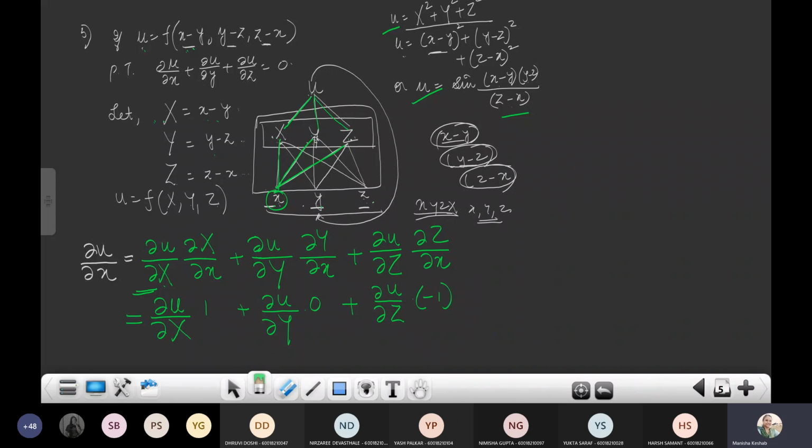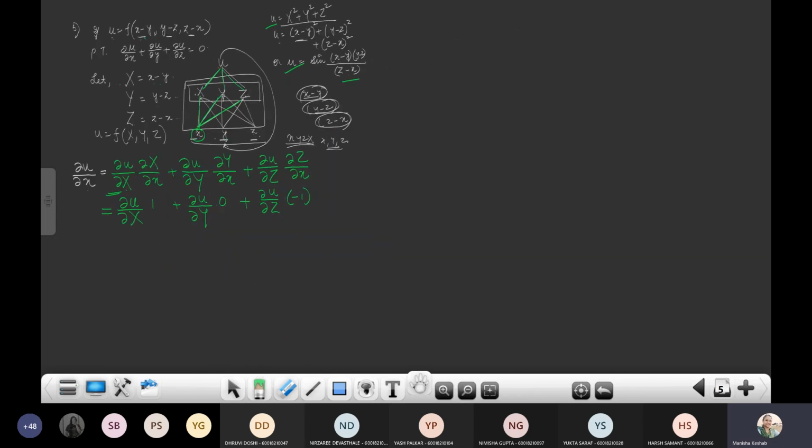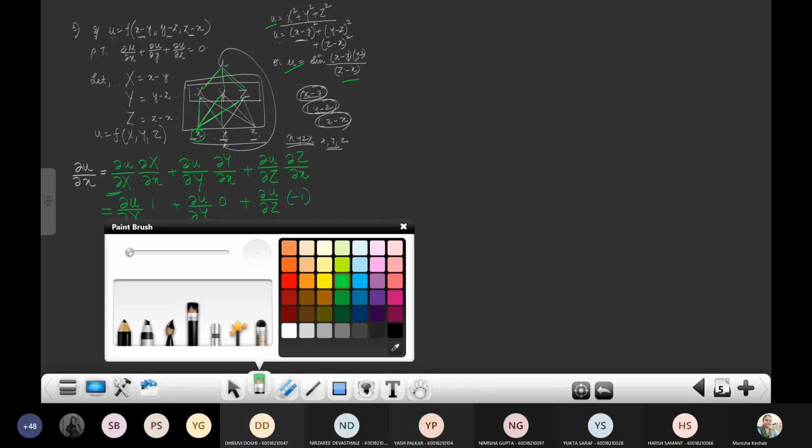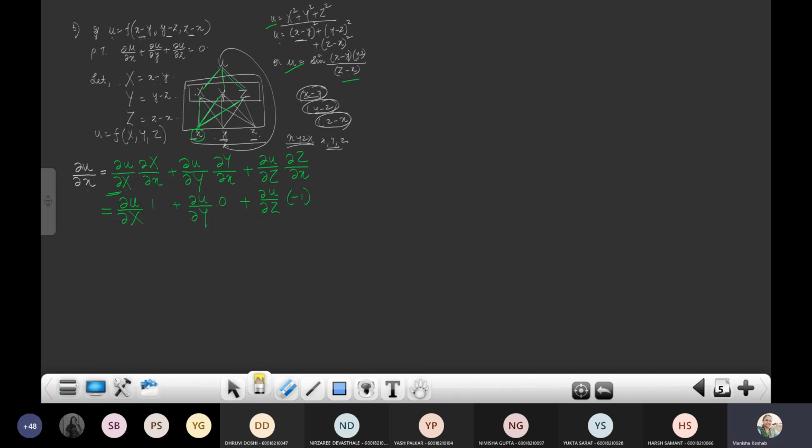So ultimately what we have got, ∂u/∂x (small) is equal to what? ∂u/∂X plus minus ∂u/∂Z. Okay. Now the same way we will find for ∂u/∂y and ∂u/∂z. अब हमें next find करना है ∂u/∂y, because u is a composite function of x, y, z. So now next हम लेंगे y के लिए.